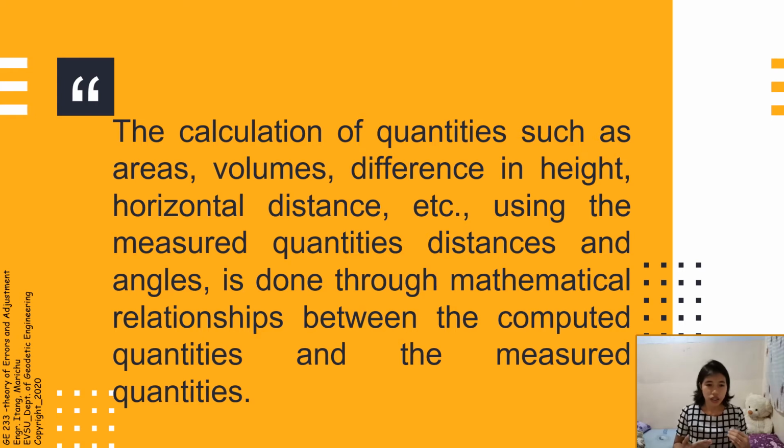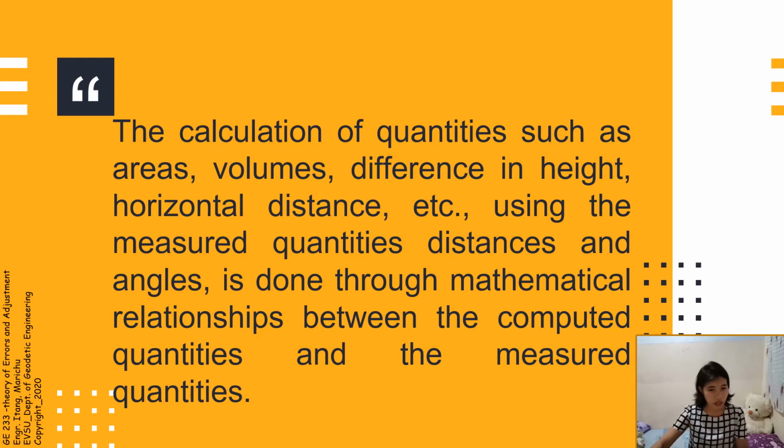The second quantities that we get, such as our areas, volumes, and differences in height, are obtained through a mathematical relationship. For example, the latitude and departure of the line. We cannot compute the departure and latitude of the line without the angle and the distance. Right? If the angle and the distance have an error, and we compute the latitude and departure of the line, of course it will also have an error.